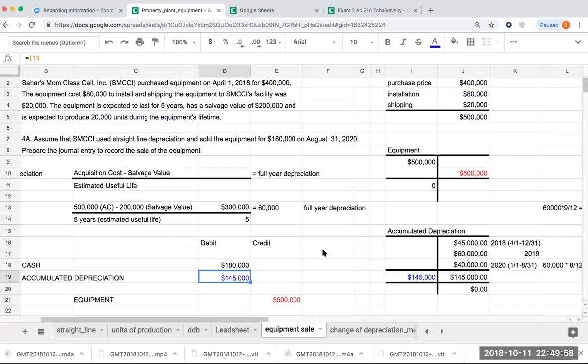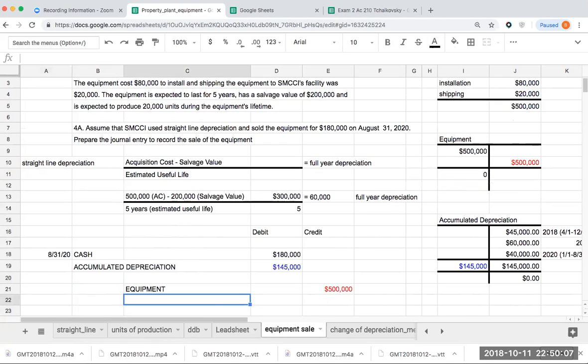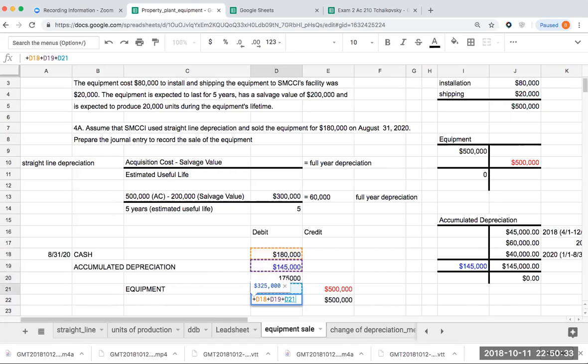So when I'm looking at this, on 8/31/20, whenever I do a journal entry, my total debits have to equal my total credits. Here I have total debits of 325,000 and total credits of 500,000. So I need a debit for $175,000. If I put this $175,000 here, my total debits magically equal my total credits.